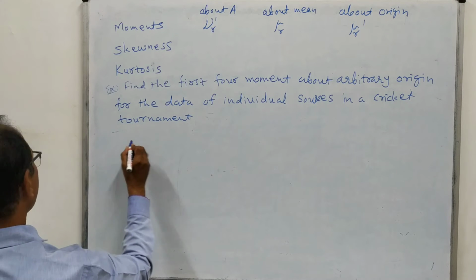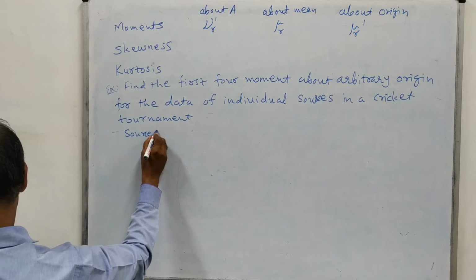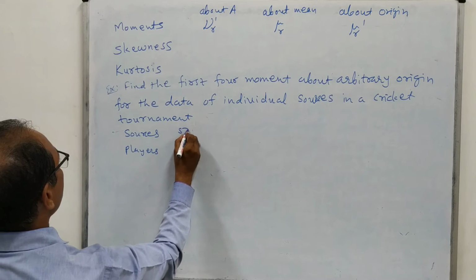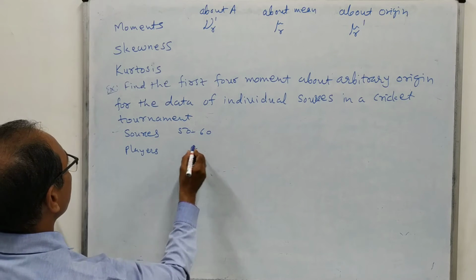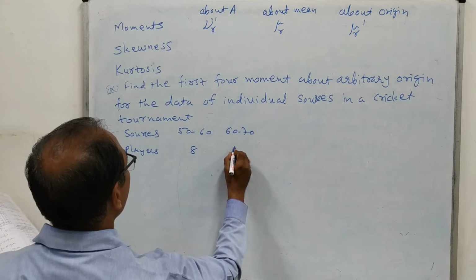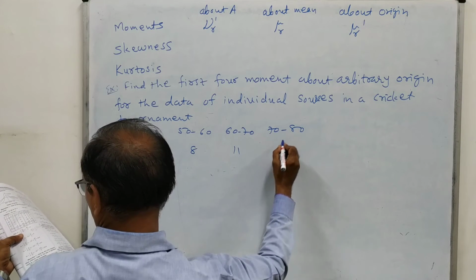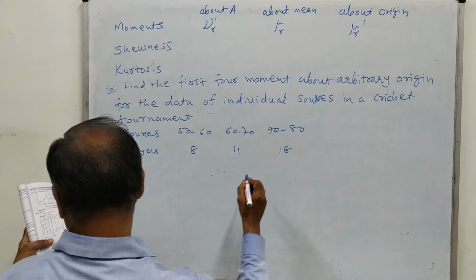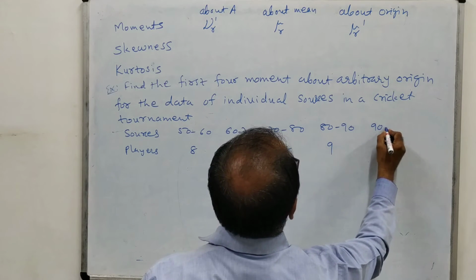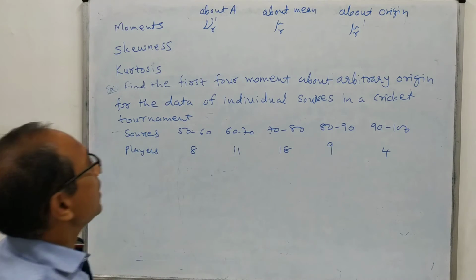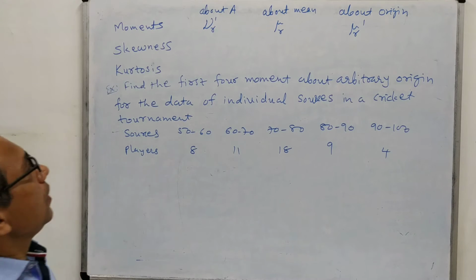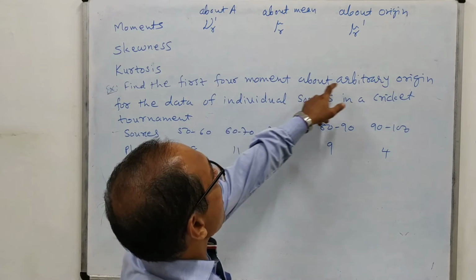The data is given as scores. Here it is the players. That means 50 to 60, actually, this may be the runs made by the players, 8; 60 to 70, this is 11; 70 to 80, this is 18; 80 to 90, this is 9; and 90 to 100, it is 4. So here it is given to find out the moments about arbitrary origin.